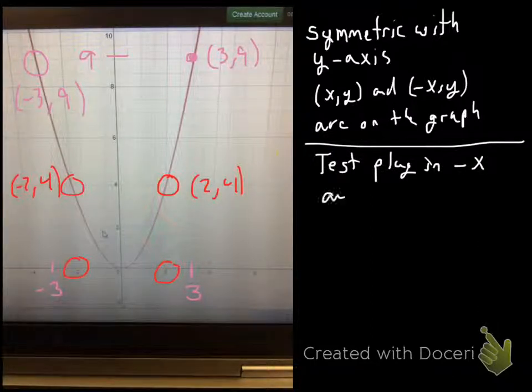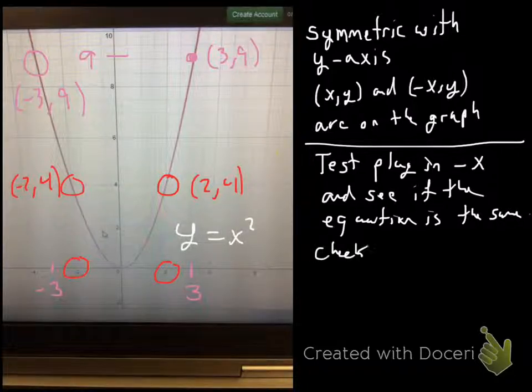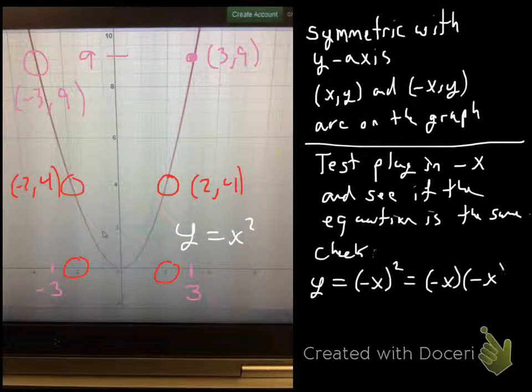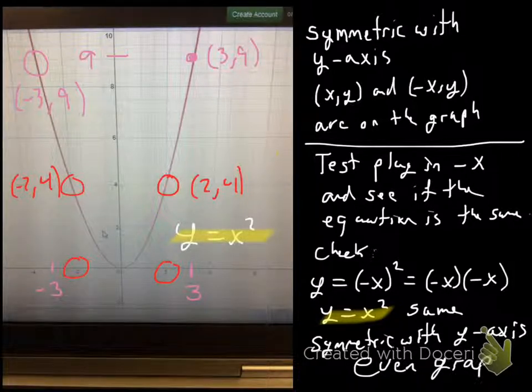So the test that we'll do is we'll plug in negative x and see if the equation is the same. And we're going to end up doing that later with functions, testing if they're even or odd. And our function here is y equals x squared. So we'll plug negative x in. Negative x squared is negative x times negative x. The negatives cancel and we're left with x squared. Because these are the same as the original function, and when we plug negative x in, they're the same, that's our test for it's symmetric with the y-axis, or we call it an even graph.